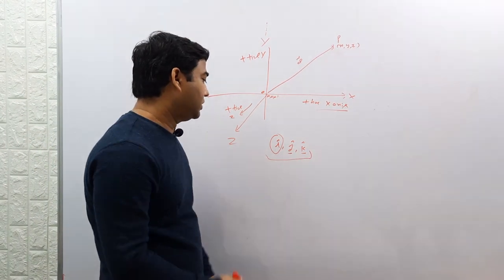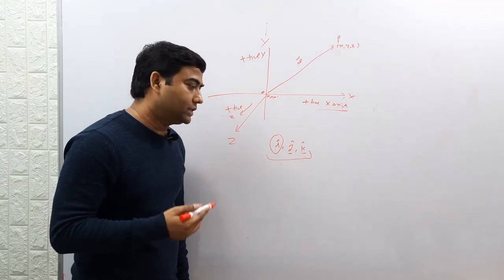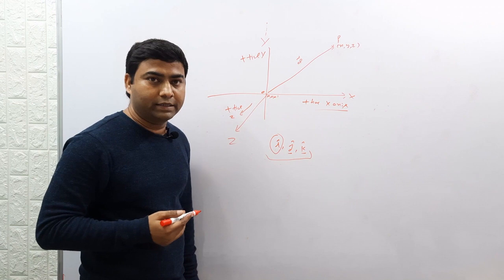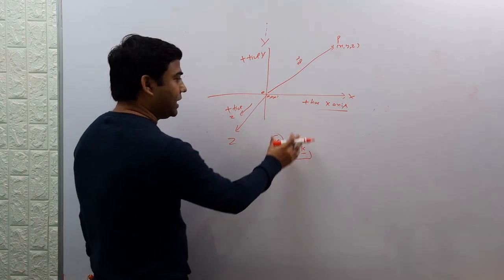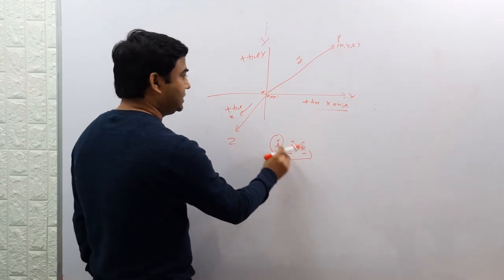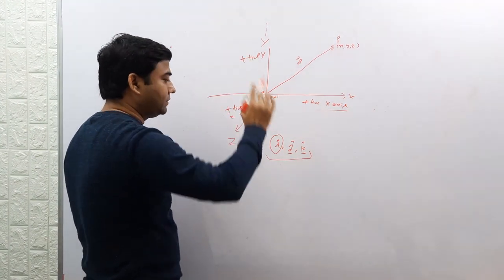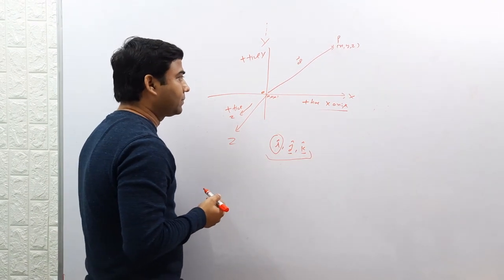This is also a right-handed vector system, which we will discuss in cross product. What is a right-handed vector system? So this is the definition of I. I is a unit vector in the positive x-axis, J is a unit vector in the positive y direction, and K is a unit vector in the positive z direction.